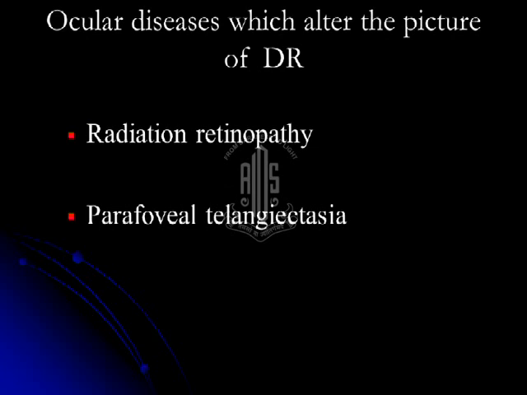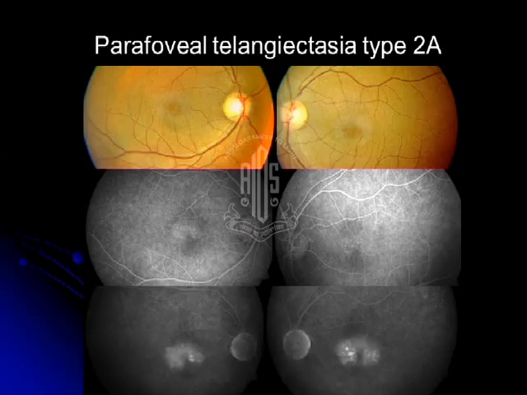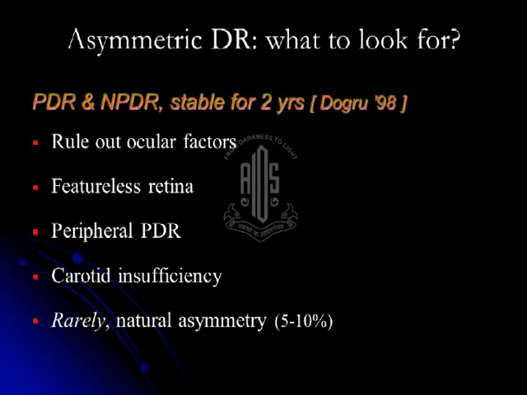Some diseases which alter the picture of diabetic retinopathy are radiation retinopathy and parafoveal telangiectasia. Radiation retinopathy, by virtue of the occlusive microangiopathy induced by the deleterious effects of radiation, can complicate diabetic retinopathy, accelerate it, and cause hemorrhage. Parafoveal telangiectasia is a common differential diagnosis. You can see this happens in patients with diabetes, but is not part of the spectrum of diabetic retinopathy, especially the type 2A. So what does one look for in asymmetric diabetic retinopathy?